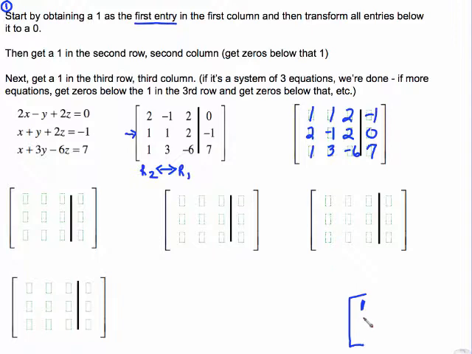The next thing we need is to create zeros underneath here. You've got to be very systematic about what you do and in what order. So we got our 1 where we wanted it. We have to create zeros right here. We already have our 1 where we want it.